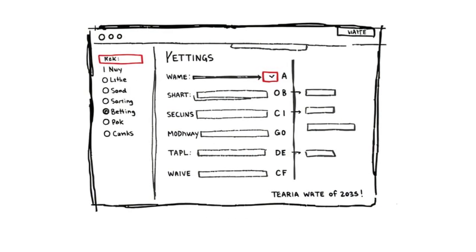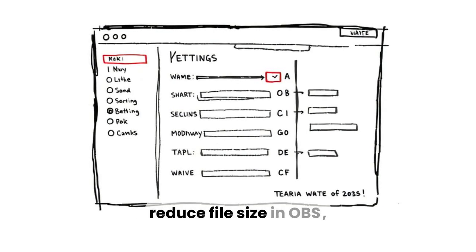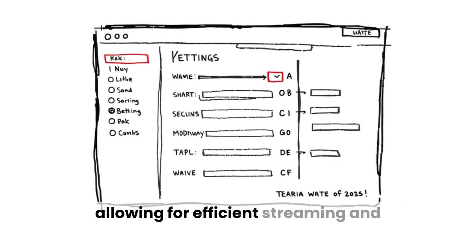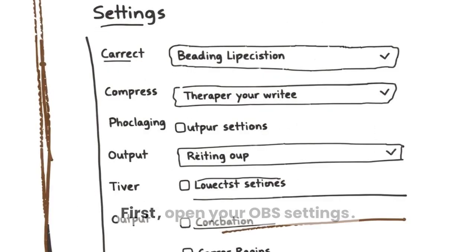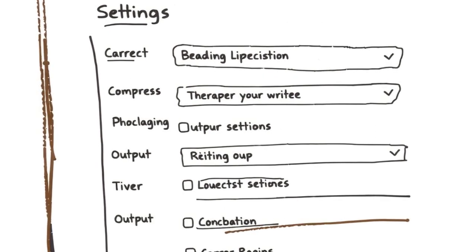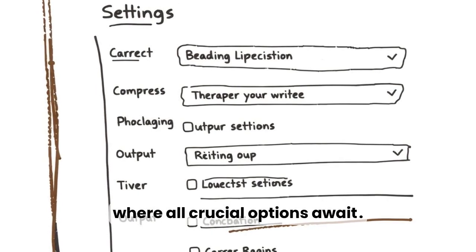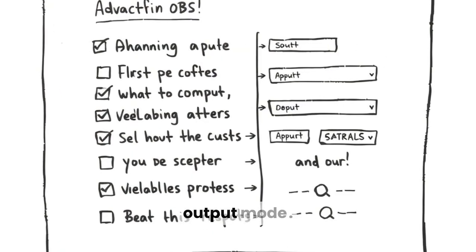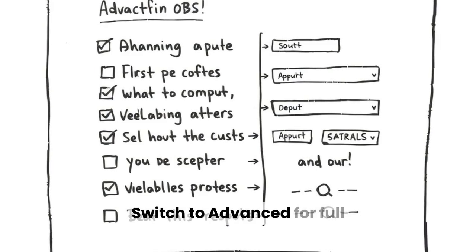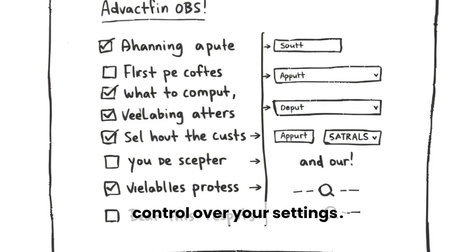Welcome. Today, we'll explore how to reduce file size in OBS, allowing for efficient streaming and recording. First, open your OBS settings. Navigate to the Output section, where all crucial options await. Here, you can adjust the output mode. Switch to Advanced for full control over your settings.